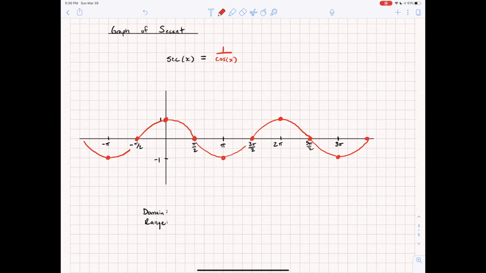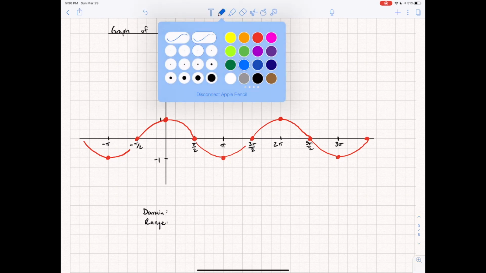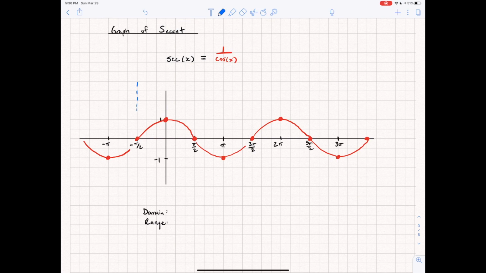All right, we know everywhere that this graph is 0, secant does not exist. So that means at negative pi over 2, there's a vertical asymptote. At pi over 2, there's a vertical asymptote. 3 pi over 2, etc. Anywhere that cosine is 0, secant will be undefined, because that would put a 0 in the denominator, which again does not exist.